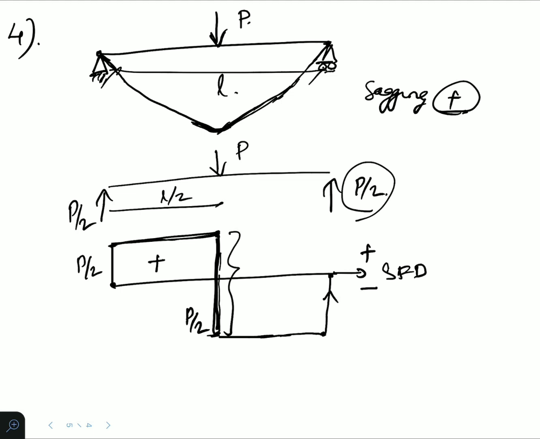See, this side, this will be negative. This is negative. Okay. So this value is P by 2. So this is the shear force diagram. Now the bending moment diagram.